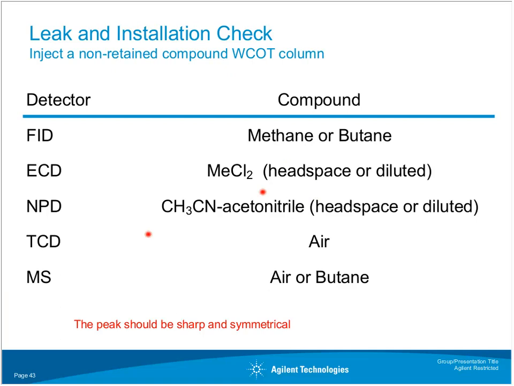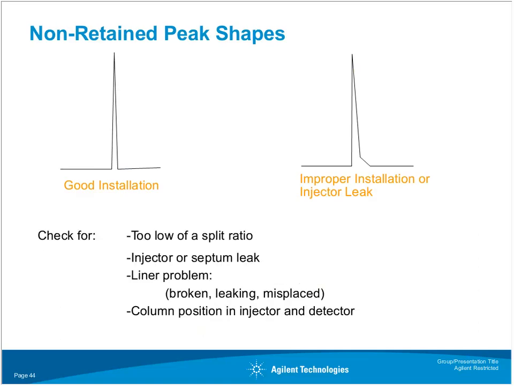Specific detectors are going to require something specific that they're going to react to. These are the most commonly used things, and it also depends upon your column type. With a TCD, we can inject air, and we can do that with a mass spec as well, or butane. And you should get a nice, sharp, symmetrical peak from that. It's not interacting with the stationary phase. It's giving you a picture of the flow path, your column installation, any leaks or things like that that you have within the inlet itself upon installation.